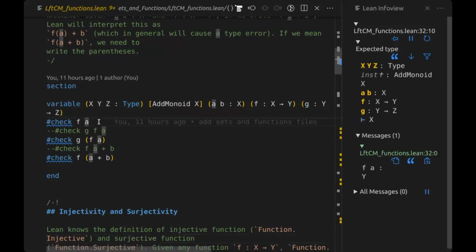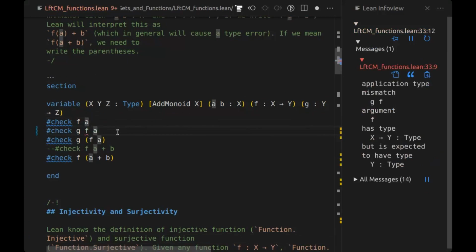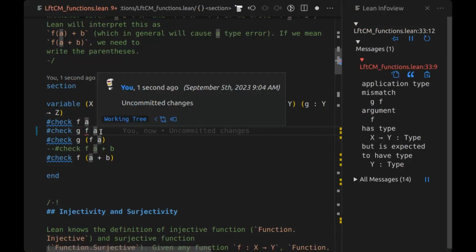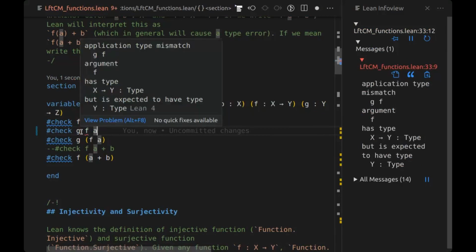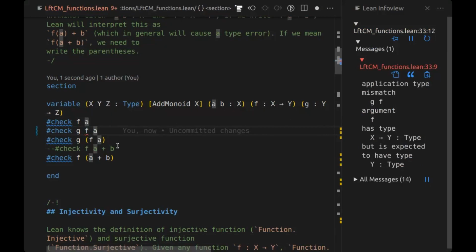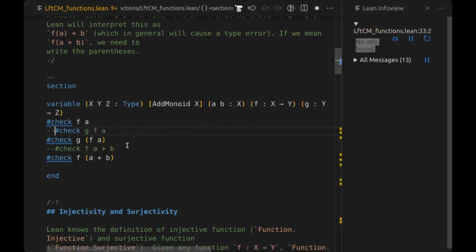So I can just write f of a. I don't need the parentheses. But if I want to do something a bit more complicated, like for example, I want to take the composition of g and f, then if I try to omit all of the parentheses, this is not going to work, right? Because the way that Lean is going to interpret this is it's going to think that I'm trying to apply g to the function f, which of course doesn't make sense, right? So here I do need some parentheses. I need to put the parentheses surrounding f of a. f of a is now an element of the type y. So it makes sense to apply g to f of a.